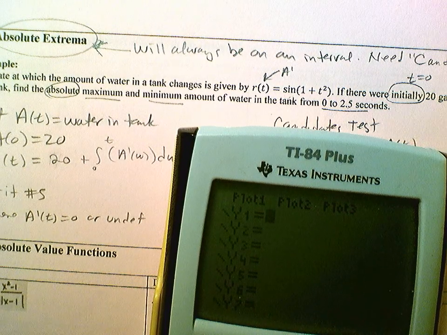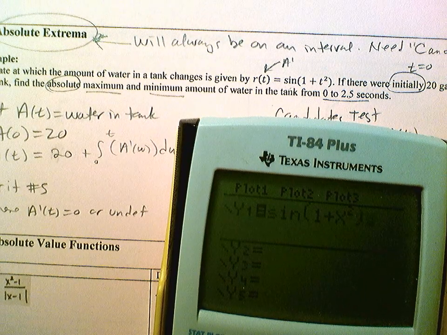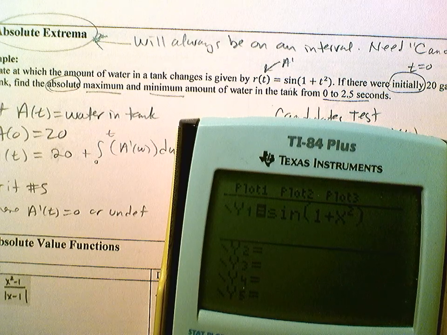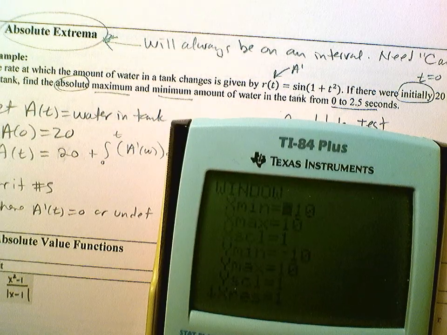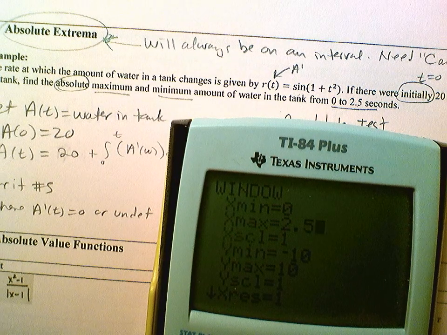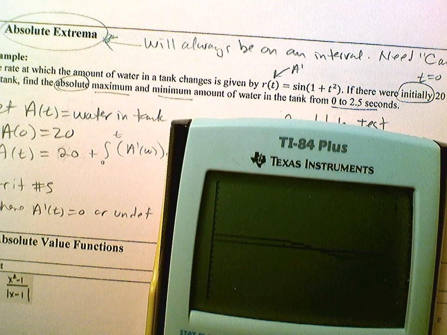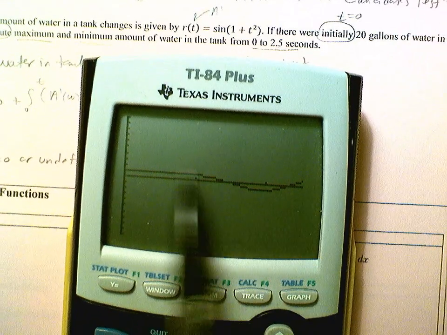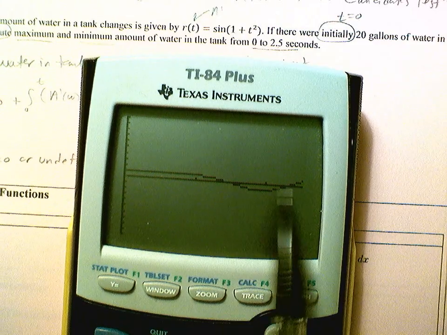So I'm going to graph that. I've got sine of 1 plus x squared, and I'm going to graph this on my interval, because I want the critical numbers where this is 0 or undefined on that interval. So I'll go to my window, x min is 0, x max 2.5, and then I'll graph it. Okay, so I've got 2 points. So this is the graph of r of t, which is a prime. So I've got two critical numbers here.